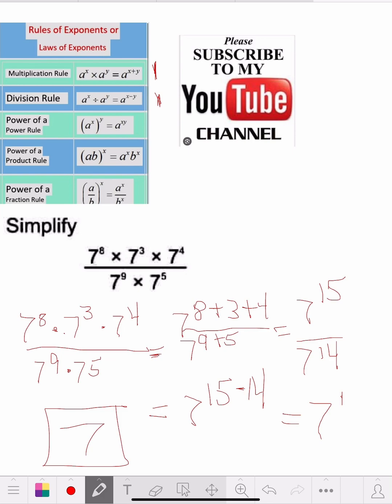Show this to any students, because they're going to see problems like this on a test. And I want them to solve this in a couple of minutes and move on to the next problem and get a good grade. And that's what it's all about.